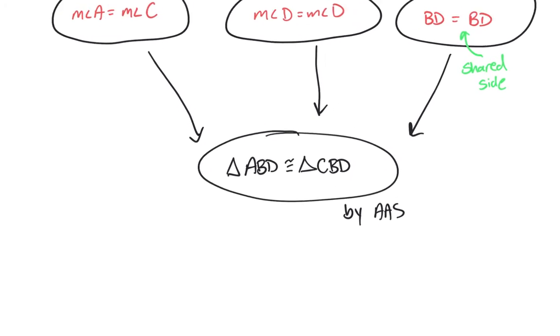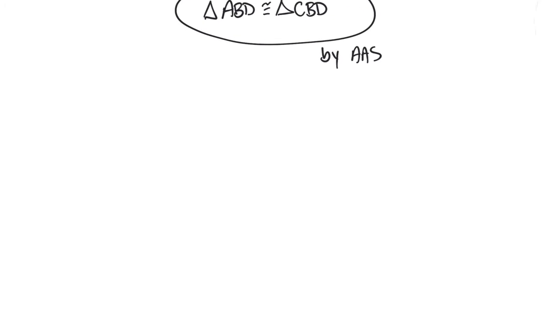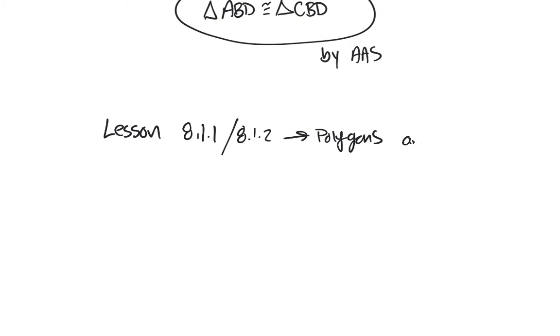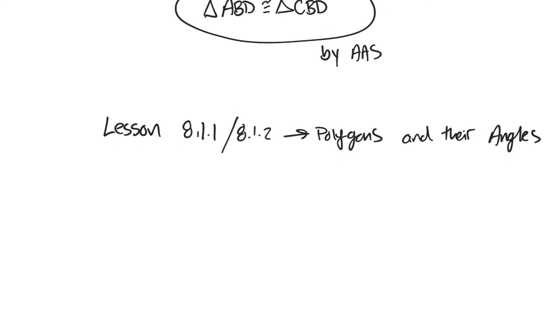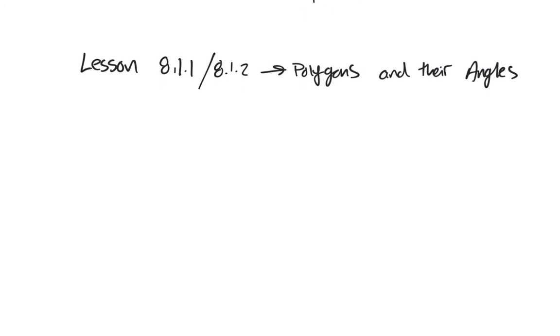Then in order to start your notes for the lesson today, this is going to come from a new chapter. This is going to be lesson 8.1.1/8.1.2. And today we're talking about polygons and their angles. So that would be the title for your notes section today: polygons and their angles. I just want to talk a little bit about, first of all, what is a polygon? I'm going to write down the definition for a polygon, and then you can follow along with me.